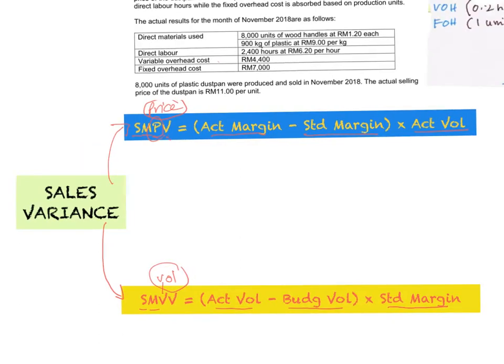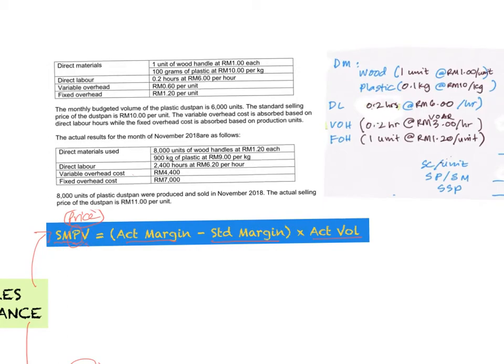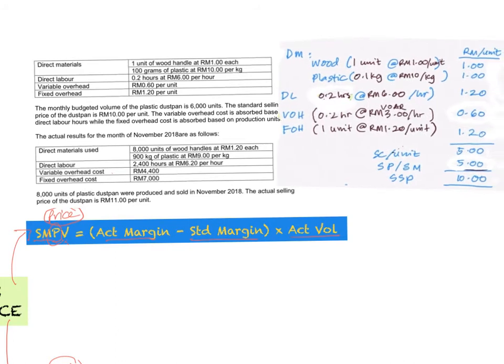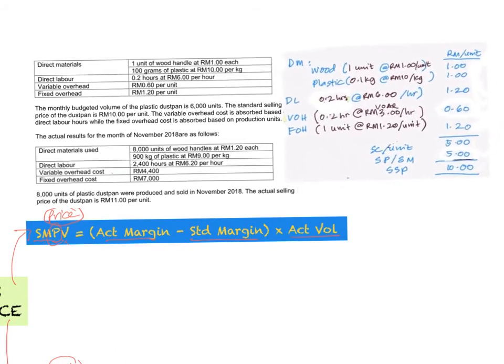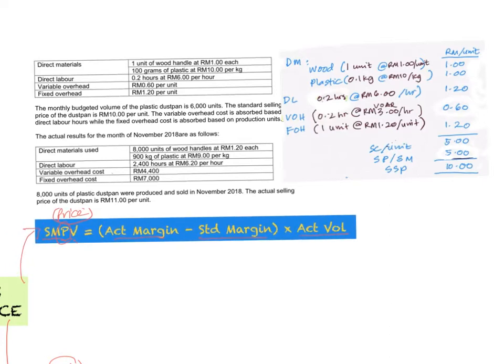First, we look at sales margin price variance. How are we going to solve it? Using the same example that we used in our previous video series on variance analysis, the question asks you to calculate the sales margin price variance. We are going to compare the actual price and the standard price. But here we say sales margin price variance, not the sales price variance. So what is the difference between sales margin price and sales price?